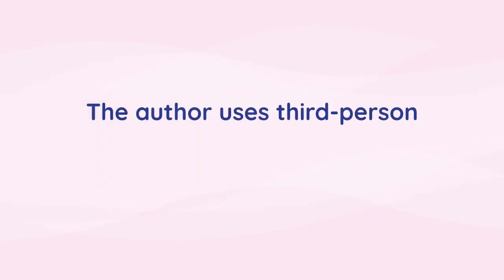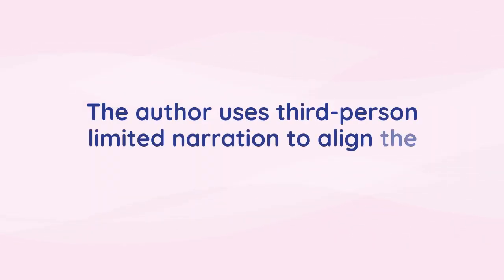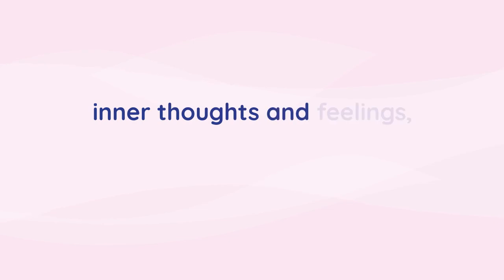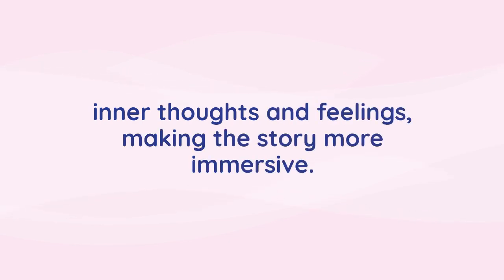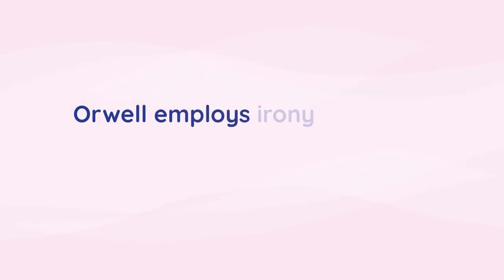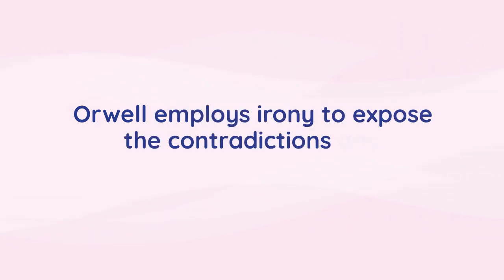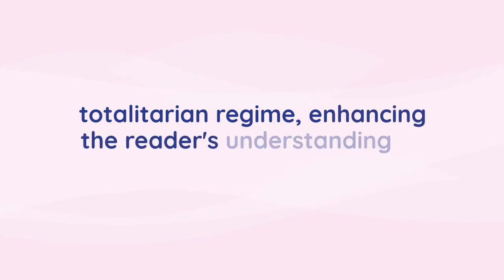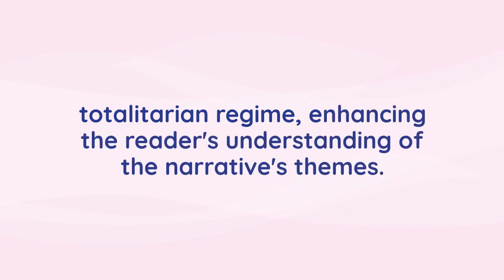The author uses third-person limited narration to align the reader with the protagonist's inner thoughts and feelings, making the story more immersive. Orwell employs irony to expose the contradictions and absurdities within the totalitarian regime, enhancing the reader's understanding of the narrative's themes.